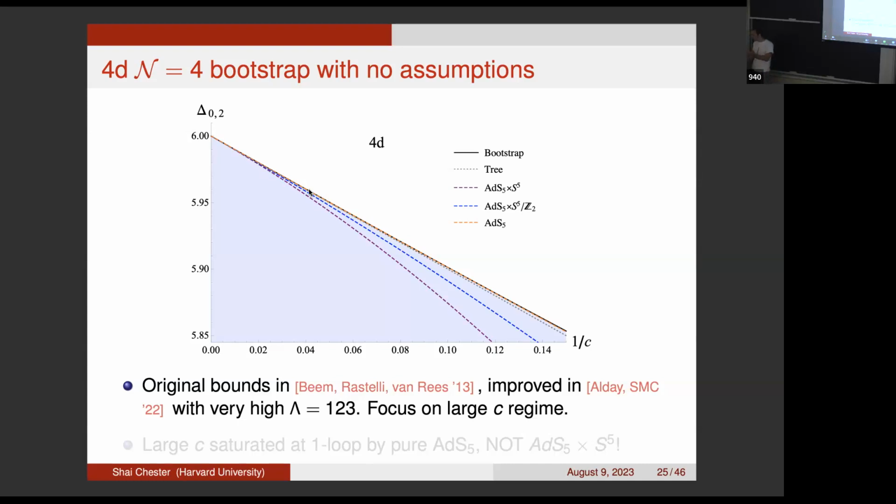So we want to be sensitive to the compact spacetime factor. For instance, you could have N=4 super Yang-Mills with SU(N) gauge group. That's AdS5 × S5. You could have SO(N) gauge group. That's AdS5 × S5 mod Z2. Or you could have some exotic theory with no compact spacetime.